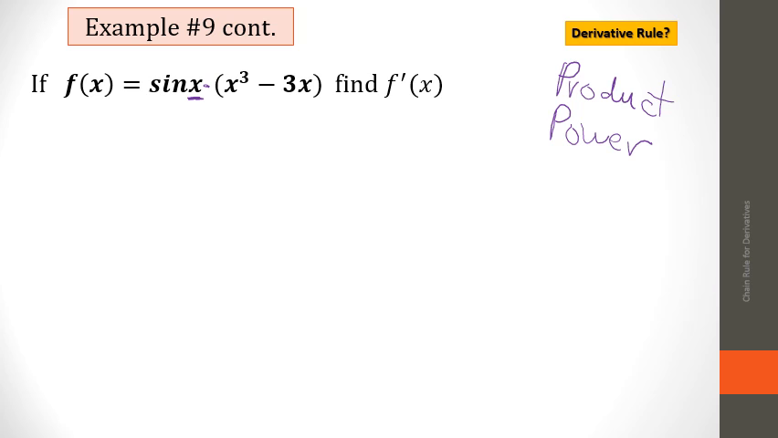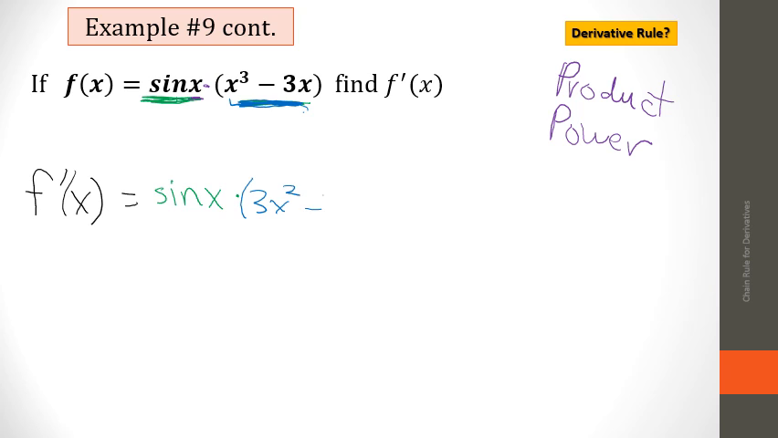So this is a product rule situation. So we have one function times another. So for the derivative, let's use a different color. For the derivative, f prime of x, we have first function times the derivative of the second function. And the derivative of x cubed minus 3x is 3x squared minus 3. Plus the second function times the derivative of the first function, and the derivative of sine is cosine. And that would be our final answer.